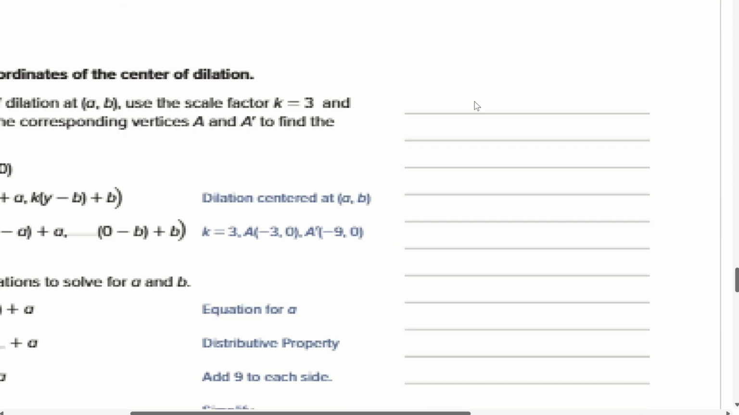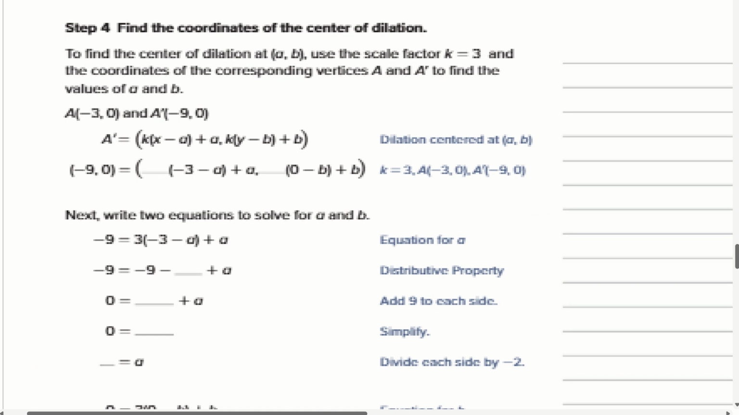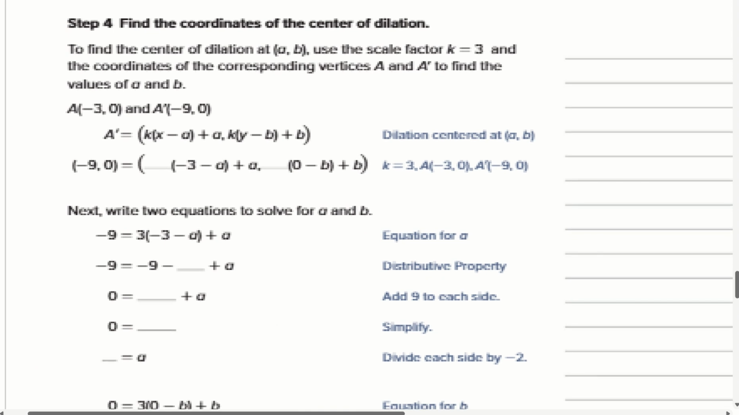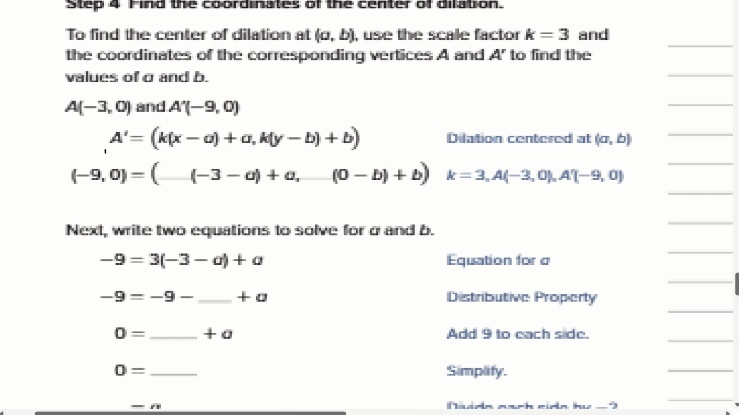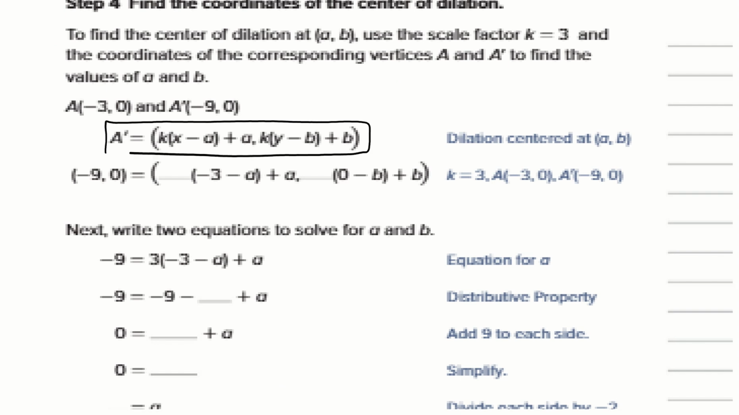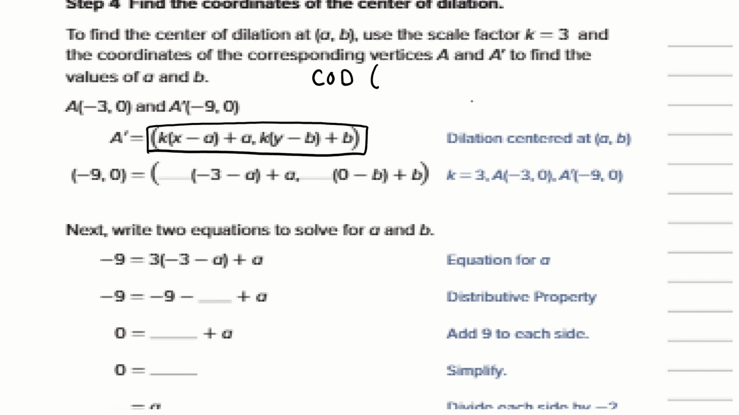All right, so now how do we find the coordinates of the center of dilation? So remember that formula we used earlier, this A prime formula? We're going to be using that formula again, and that's going to help us find A and B. Because remember, the center of dilation is A comma B. Remember that? So that was A, and this is B. Well, this formula is going to help us find that.